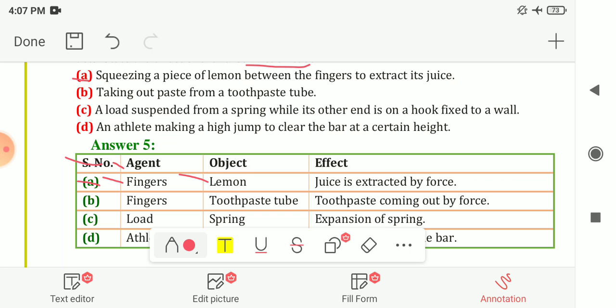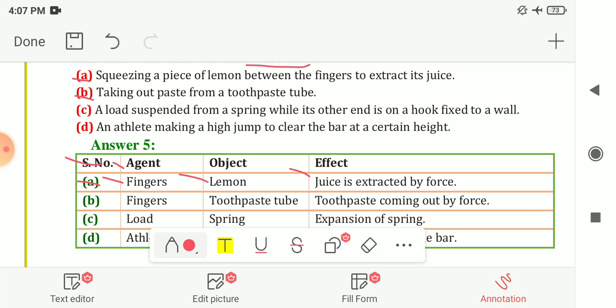Now the next is the object, which is lemon. On the lemon we are applying the force. So your object is lemon. Next is effect. What is the effect of this force? The juice is extracted by the force, or you can say the shape of the piece of lemon is changed and the juice squeezes out. So this is the effect of force on that object.